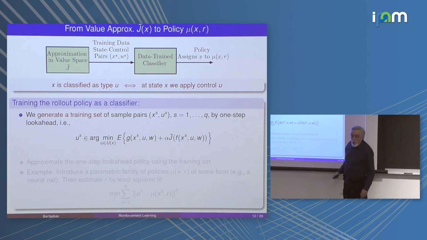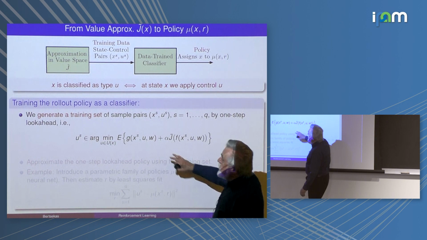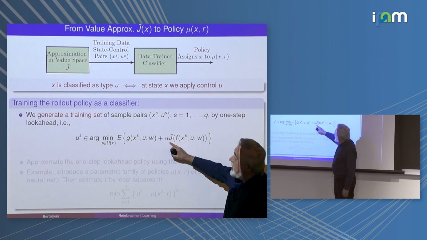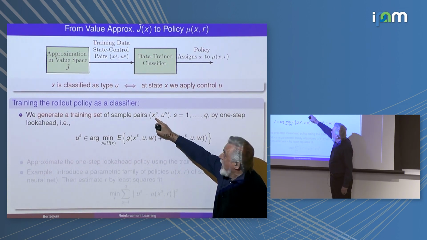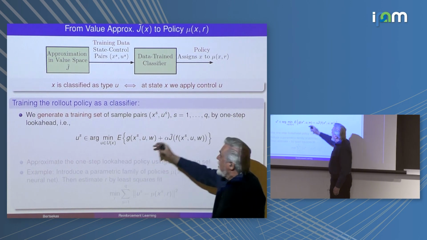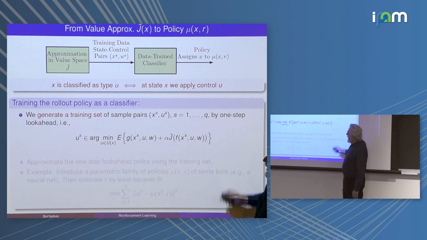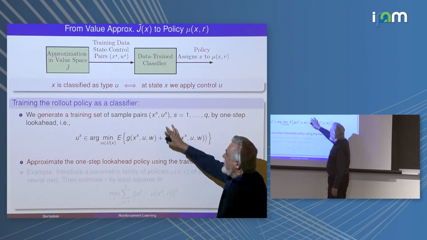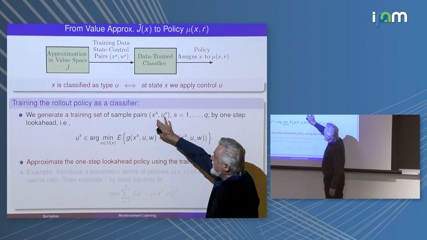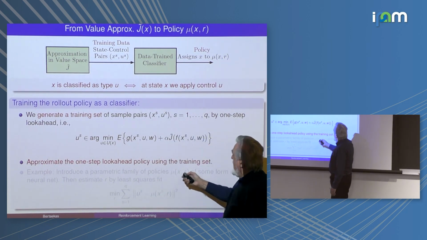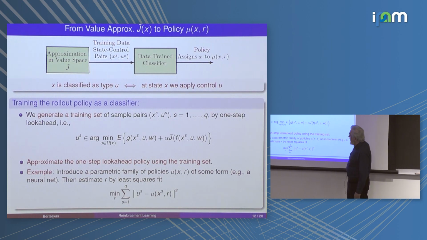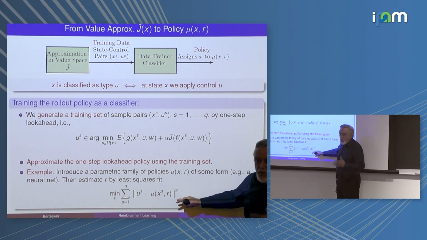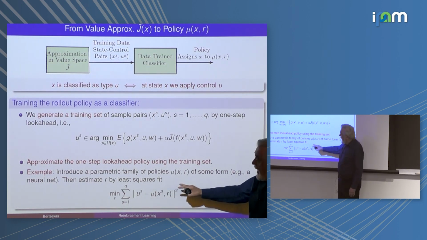And how do you train the rollout policy as a classifier? You generate a training set by doing this one-step look-ahead optimization with this j tilde. And for sample states XS, you obtain sample controls, and you collect a lot of sample pairs like that. And then you approximate the one-step look-ahead policy by feeding this sample set to a classifier and obtain an approximation. And in particular, one way of doing it is by least squares regression. It's a standard way of building classifiers, and there are other possibilities also.